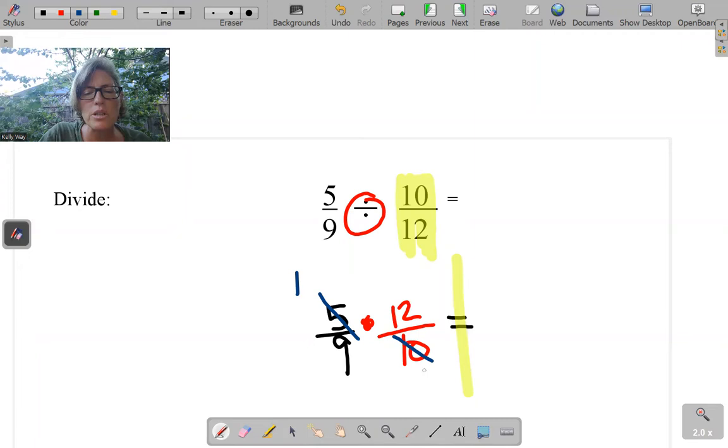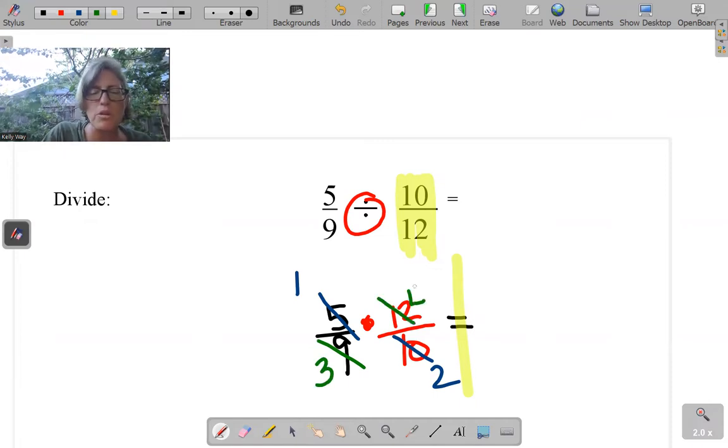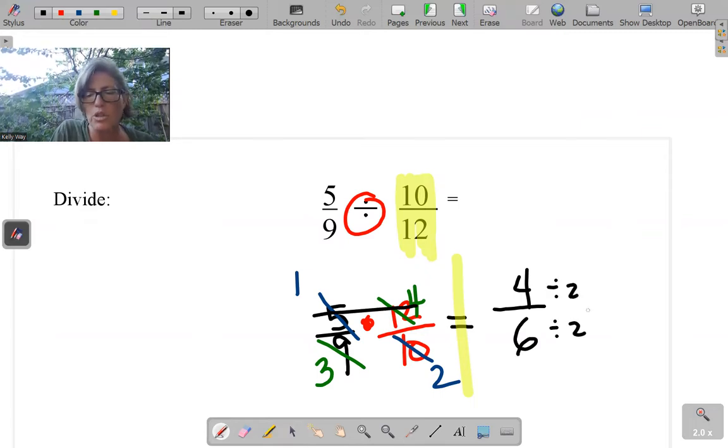5 goes into 5 one time. 5 goes into 10 twice. 3 goes into 9 3 times. 3 goes in here 4 times. Then you just multiply straight across. I have 4/6. Both are divisible by 2 still. So the final answer is 2/3.